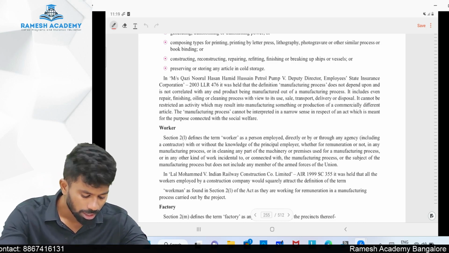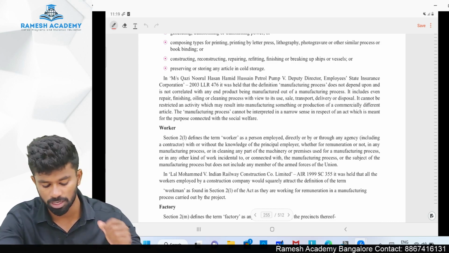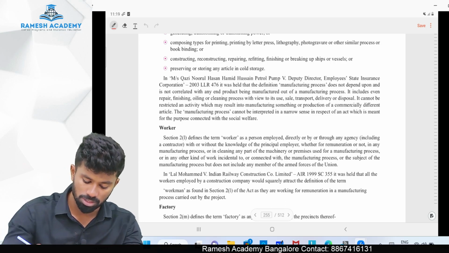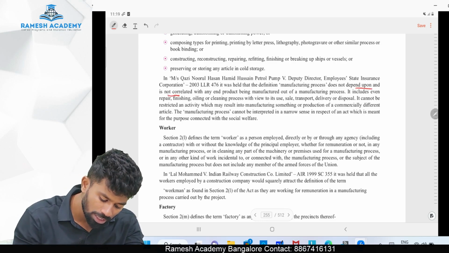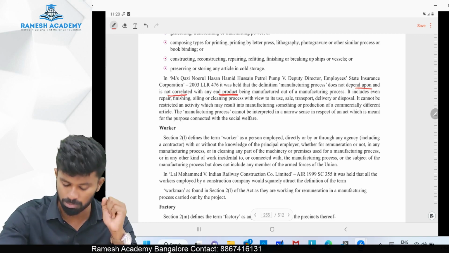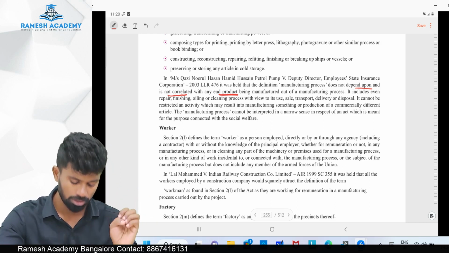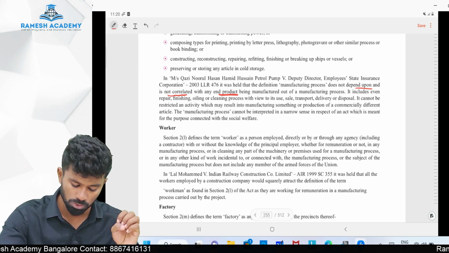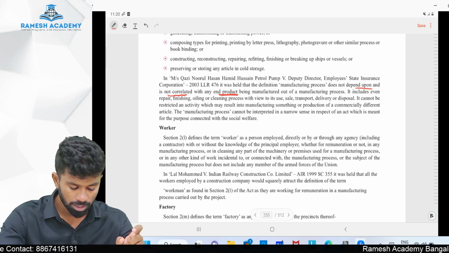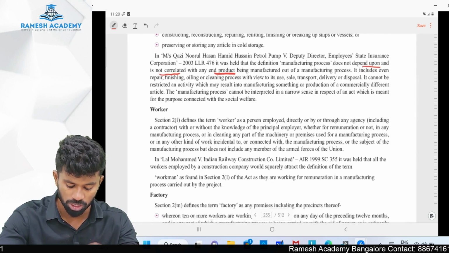In Mr. Quazi Nurul Hasan Hamid Hussain Petrol Pump versus Deputy Director, Employees' State Insurance Corporation, it was held that manufacturing process does not depend upon and is not correlated with any end product being manufactured out of the manufacturing process. It includes even repair, finishing, oiling, cleaning with a view to its use, sale, transport, delivery or disposal. Even cleaning it, finishing it or oiling it is also considered what? Considered a manufacturing process.